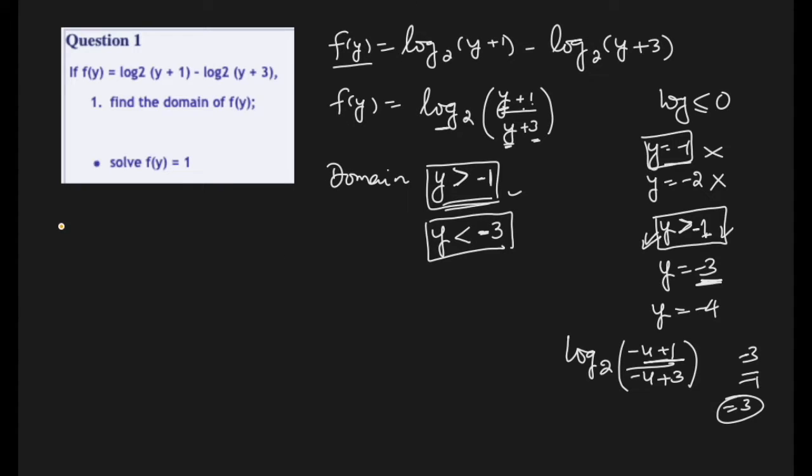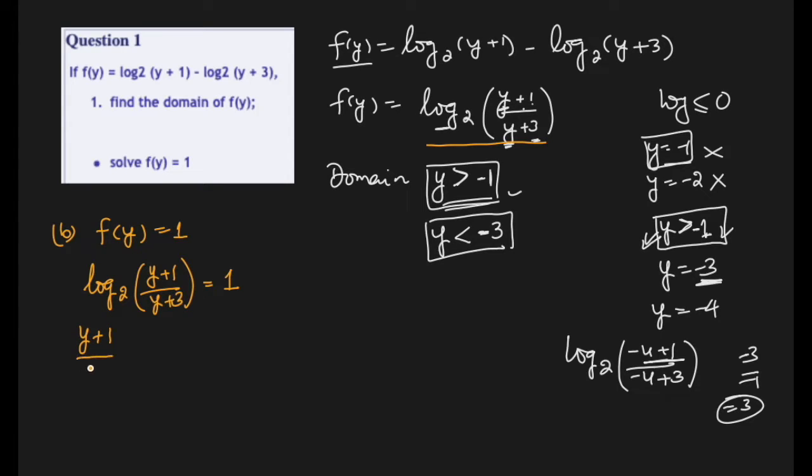Let's move on to part B, where they're asking us to solve f(y) equal to 1, and f(y) is log base 2 of y plus 1 over y plus 3 is equal to 1. My first purpose is to remove this log so that we can isolate y. If I remove log base 2 from the left side, the right side becomes 2 to the power 1. Whatever is the base here becomes the base, and this 1 becomes the power, and 2 to the power 1 is 2. So now we can cross multiply.